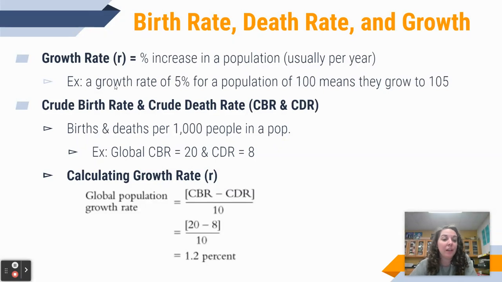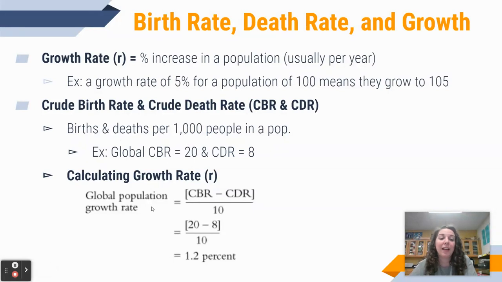To calculate growth rate, we use the crude birth rate, or CBR, and the crude death rate, or CDR. Now, these are typically expressed per 1,000. So that comes into our math problem down here. In our example, our global CBR was 20, so that would be 20 births per 1,000 people. And our CDR was 8, so 8 deaths per 1,000 people.